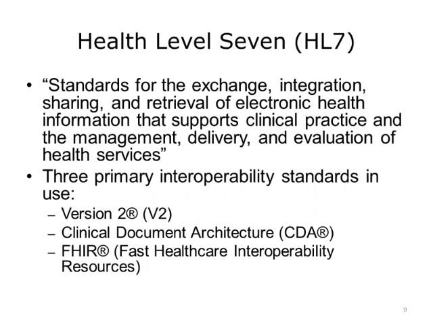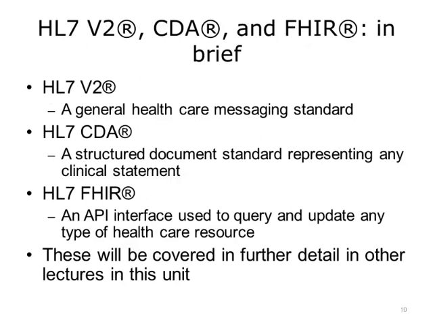Health Level 7, or HL7, has created 3 general-purpose standards for interoperability in the space of healthcare content standards. The 3 primary interoperability standards in use for Health Level 7 are Version 2, CDA, or Clinical Document Architecture, and FHIR, or Fast Health Interoperability Resources. HL7 version 2 provides a way of communicating all different types of healthcare information via formatted messages. CDA is a structured document standard representing any clinical statement and meant to represent documents in healthcare. FHIR is an application programming interface, or API, that is used to query and update various types of healthcare resources.